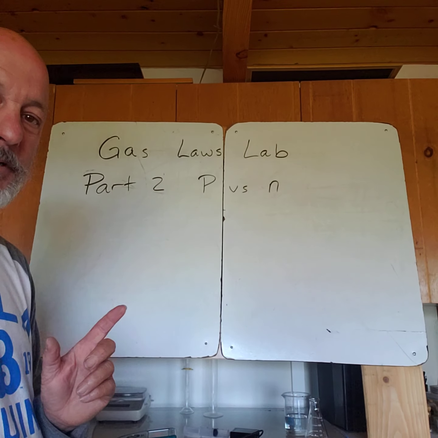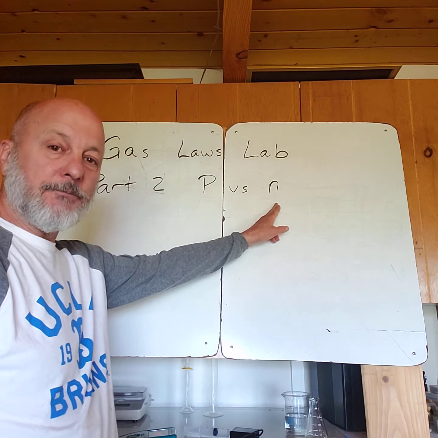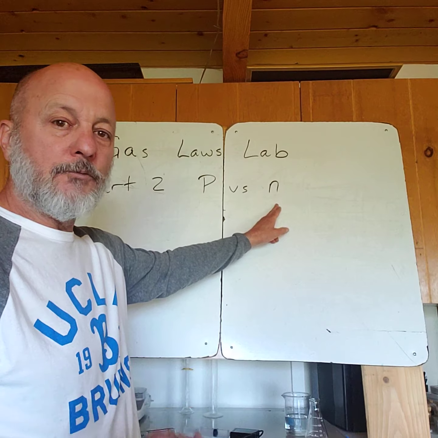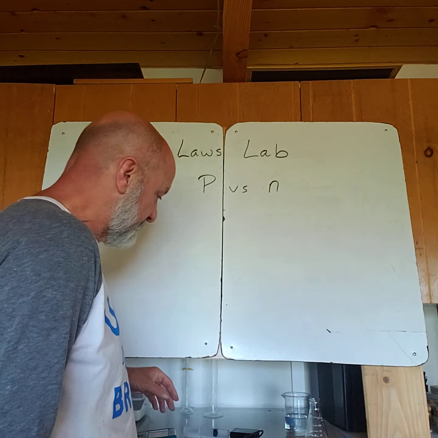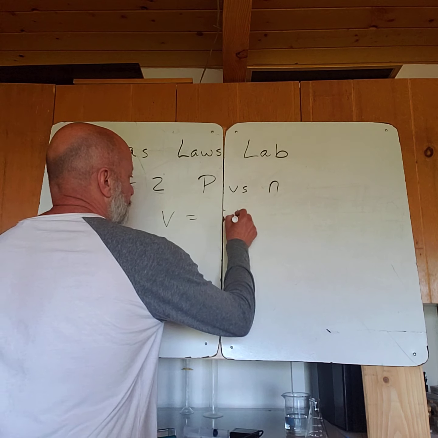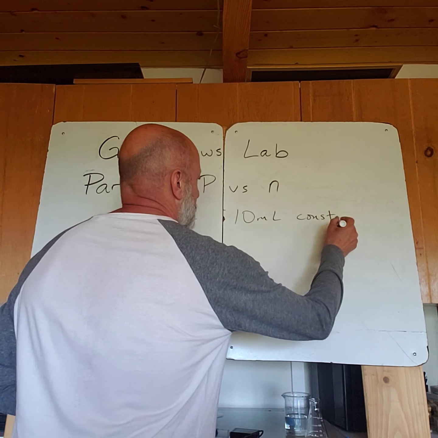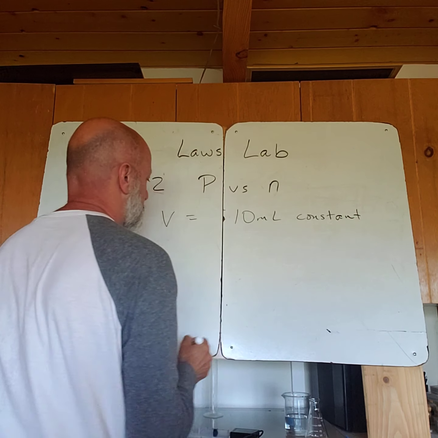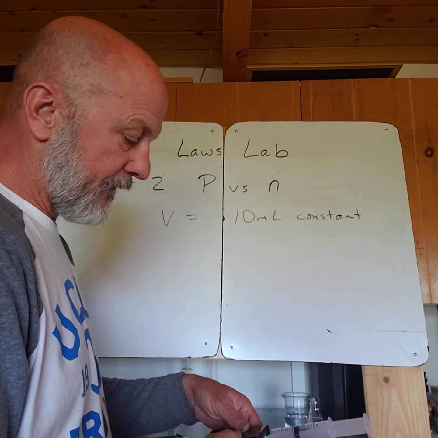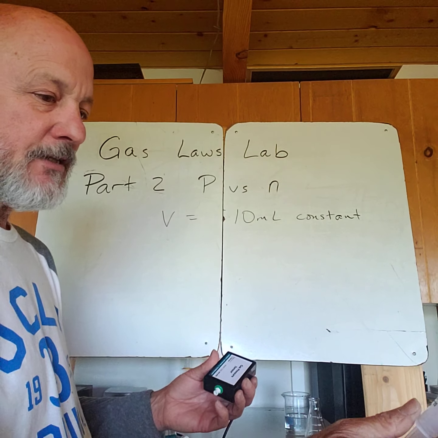We're going to change the number of particles. Because I'm changing the number of particles, that's my independent variable. I need to keep the volume constant when I'm reading it. So volume equals 10 milliliters, constant. Now, how can I change the particles? It's a sealed chamber. What I do is I'm going to disconnect it every time.